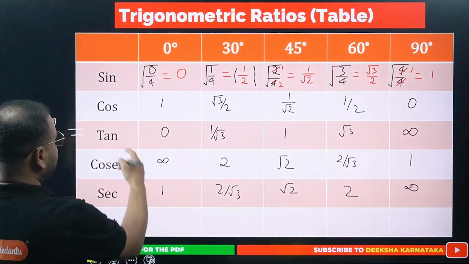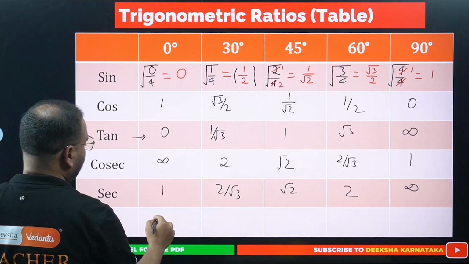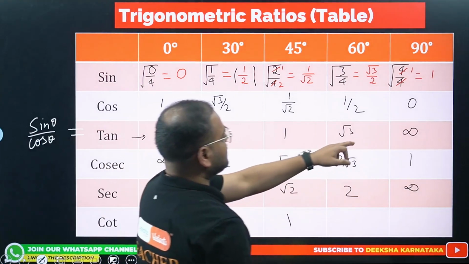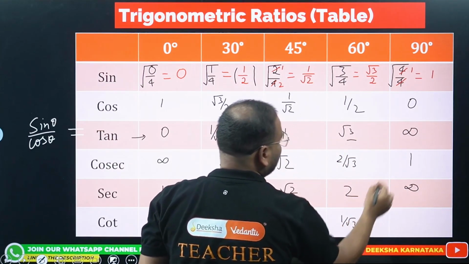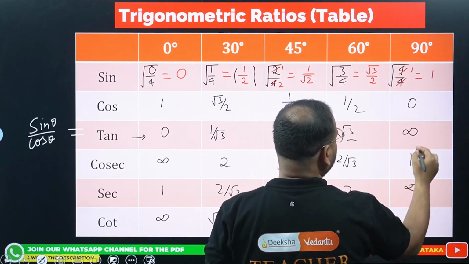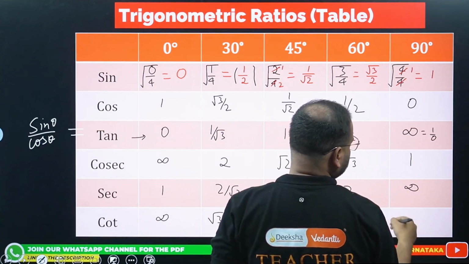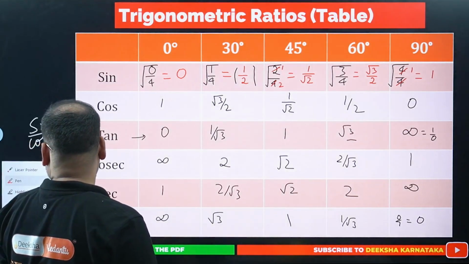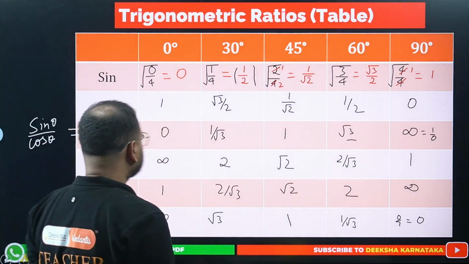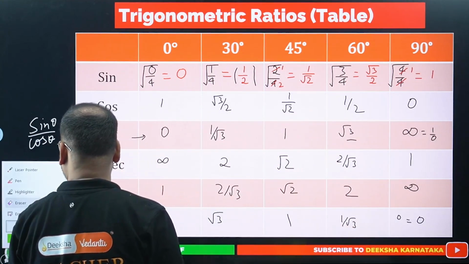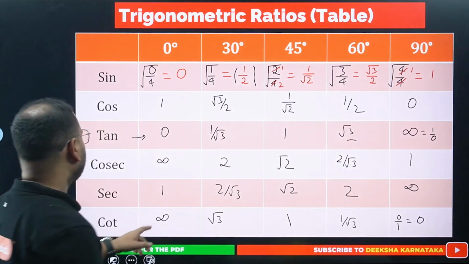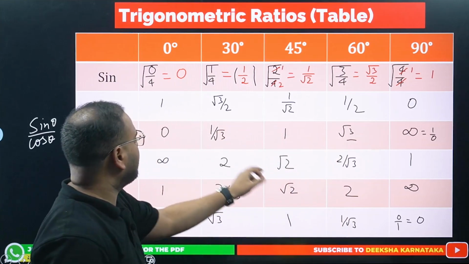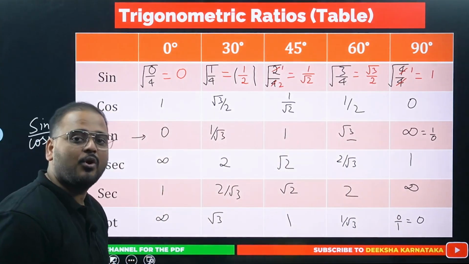Okay. Cot is the reciprocal of tan. Tan 0 is 0, so this will become 1 by 0, so infinity. This will become root 3. This will become the reciprocal of 1, which is 1. Reciprocal of root 3 will be 1 by root 3. And the reciprocal of infinity, what was this? Recall, it was 1 by 0. So this will be 0 by 1, which is just 0. If you check again, for tan: root 3, 1 by root 3, 1 by root 3, 0 and 0, because tan and cot are also complementary.